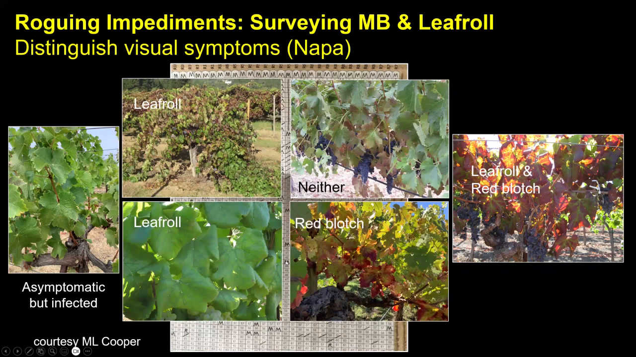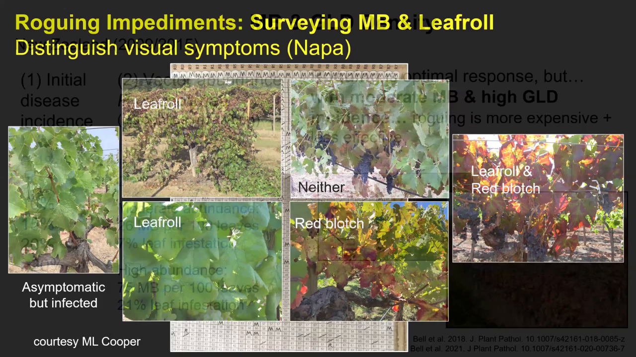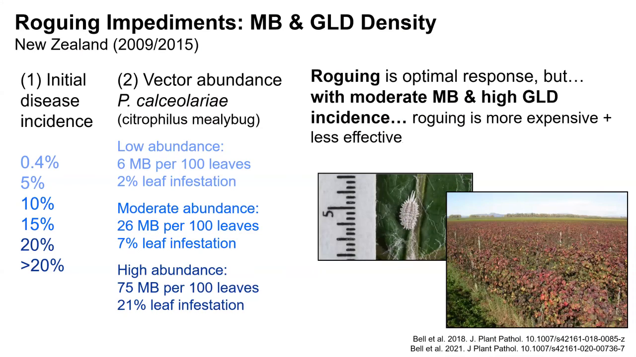You can have red blotch as well and not realize that. Leafroll symptoms don't always show as red. Another impediment found throughout is that the initial disease incidence or the mealybug density impact the roguing effectiveness. So if you've got really high levels of mealybug or really high incidence of leafroll, then roguing is going to be more expensive and less effective.